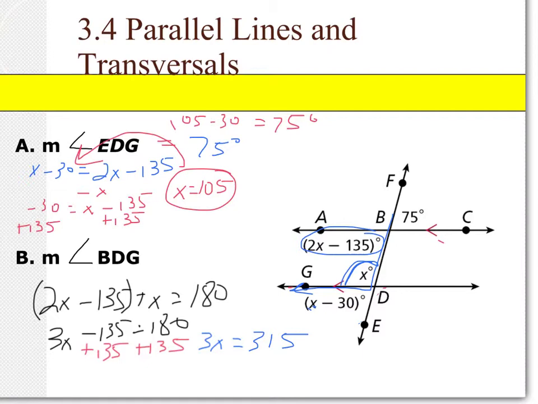Okay, we now need to solve for x. Divide by 3 on each side. And when we do so, we get x is equal to 105. X is now equal to 105. We plug that into what we need to know for BDG, which is x. So what is BDG? 105 degrees. Excellent, excellent, excellent.